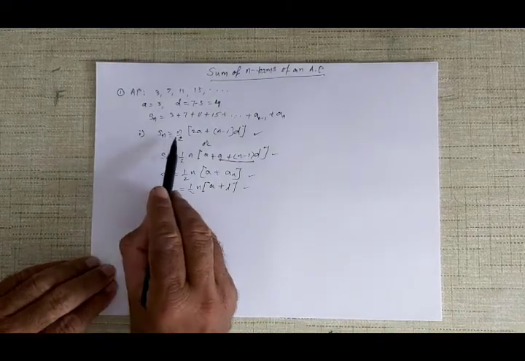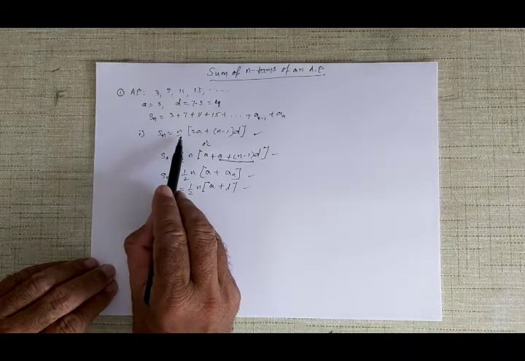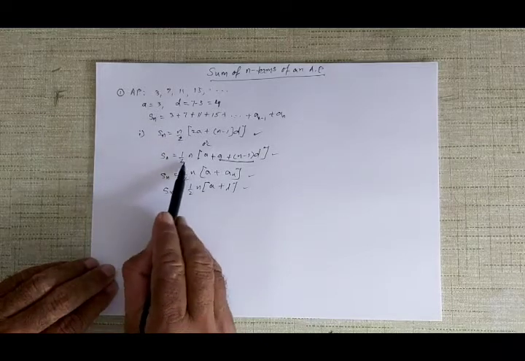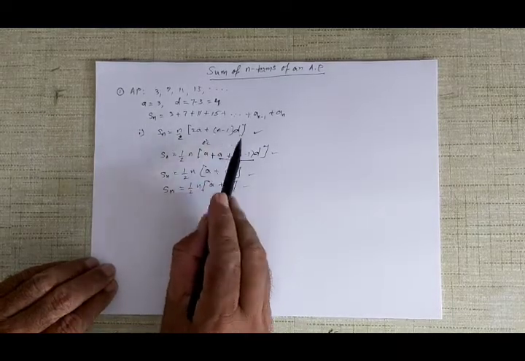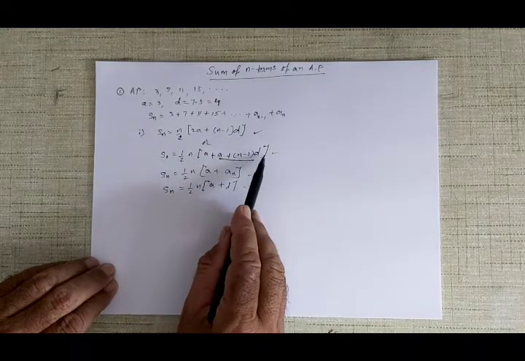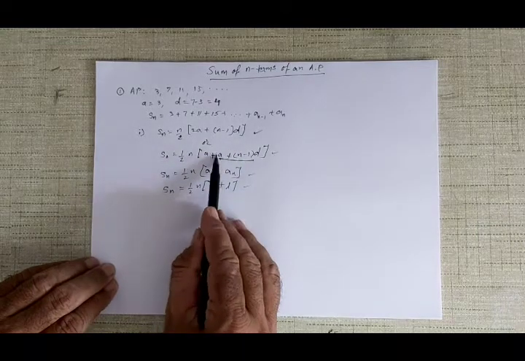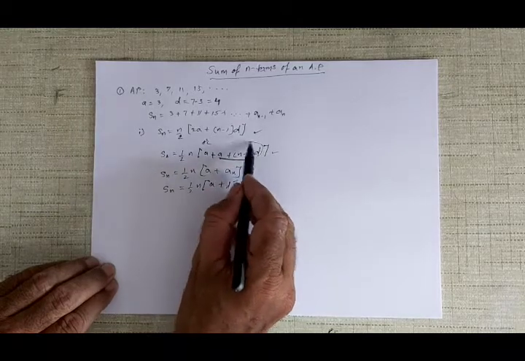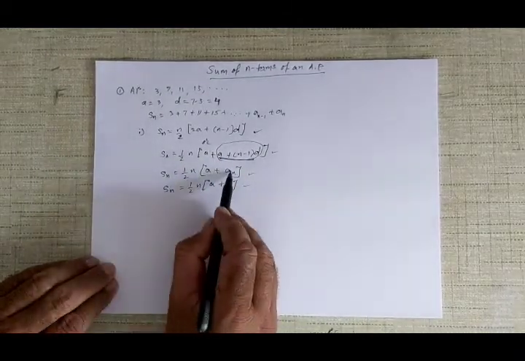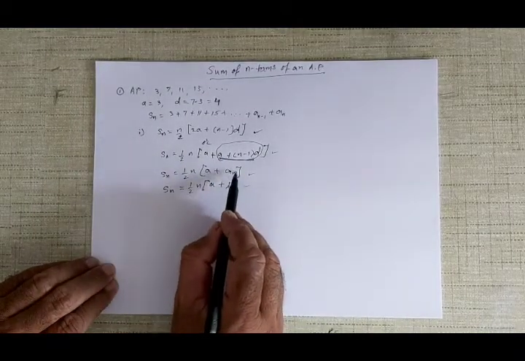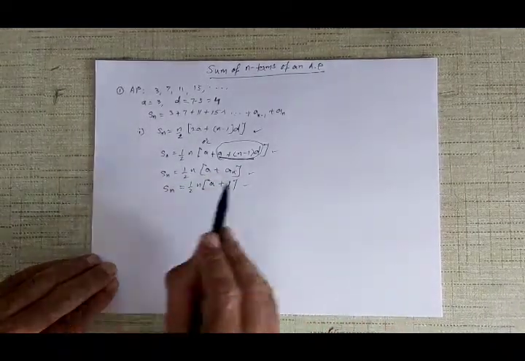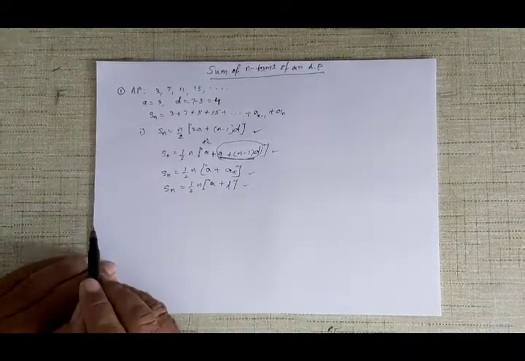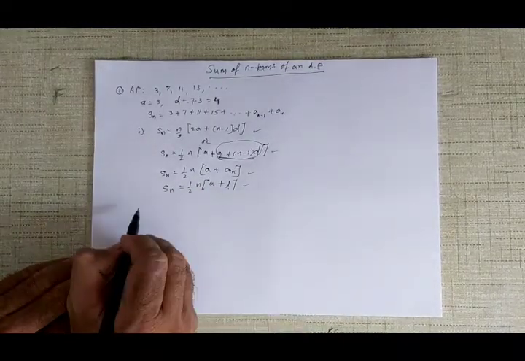So S of n, the sum of n terms, is given by n upon 2, or you can write it as half n, there is no difference at all, into 2a plus n minus 1 d, where I can write a plus a n minus 1 d. This part, I'll just circle it here for you, is equal to a of n. So a plus a n means the sum of first and last term, the last term of the AP, l. Just in place of a n, I'm writing l. So this is the sum of n terms of an AP.